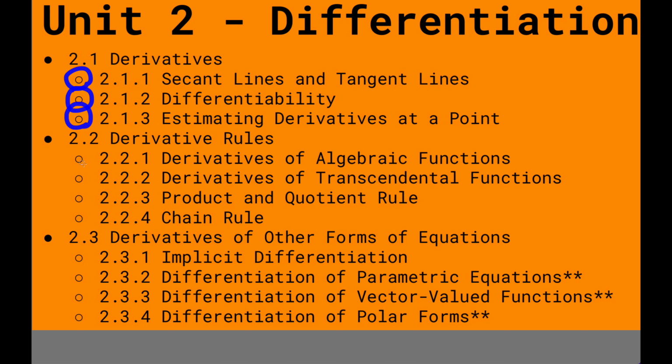2.2 is all rules. If you notice right here, every single one of these says derivatives of algebraic functions, transcendental functions, product rule, chain rule. These are all just derivative rules used to figure out the derivatives of some function. And last but not least, we're actually only covering 2.3.1 for this course because it's Calc 1. Anything where you see a double star like that means it's Calc 2. It's covered in Calc 2. It's still linked on my website. I still make videos for it, so if people want to get ahead, they totally can. But we're not going to be covering 2.3.2 to 2.3.4 because that stuff's all covered in a Calculus 2 course.